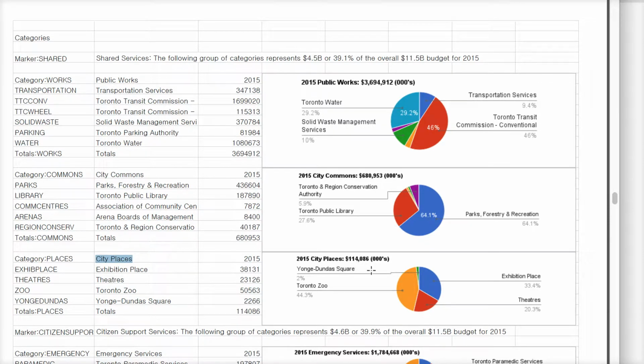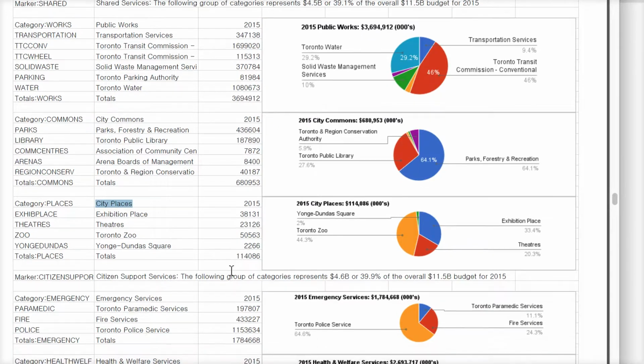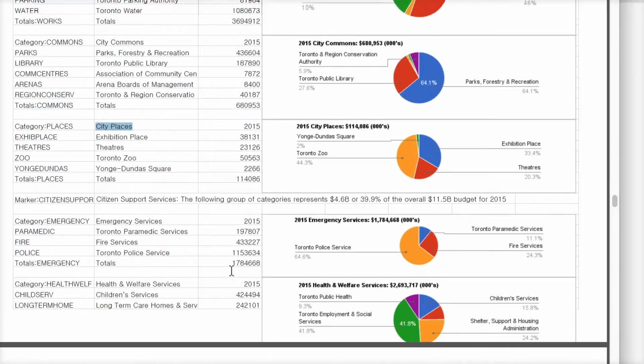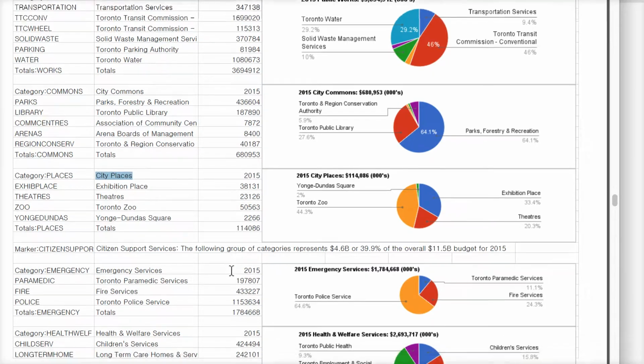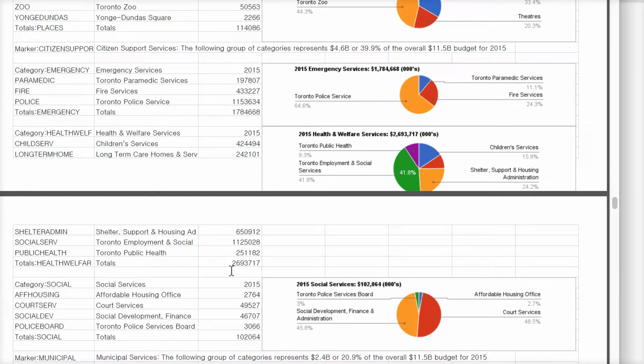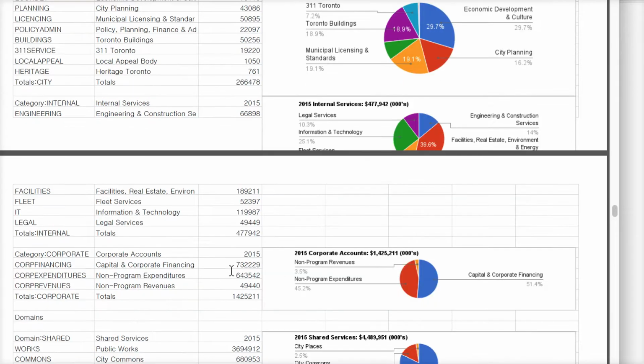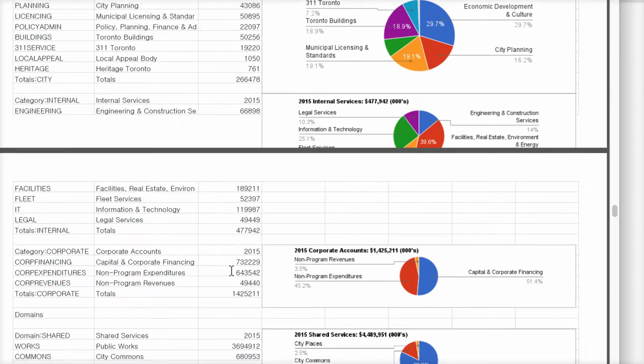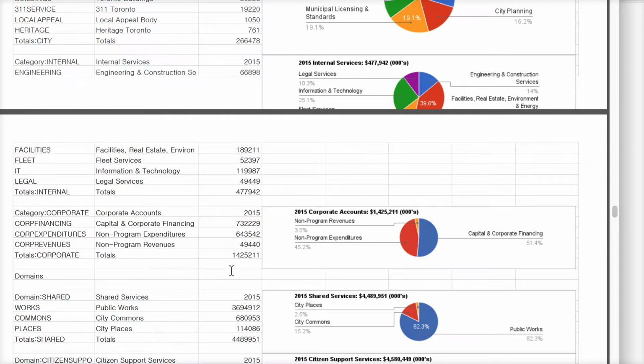And city places, overall, is a much smaller budget, about 114 million, but the Toronto Zoo and Exhibition Place have the lion's share of that. Theaters takes a fair bit of money. Well, 23 million, not that much, I suppose. So that whole category is actually quite small. And in fact, you can see how the categories are divided up when you go lower in this document.